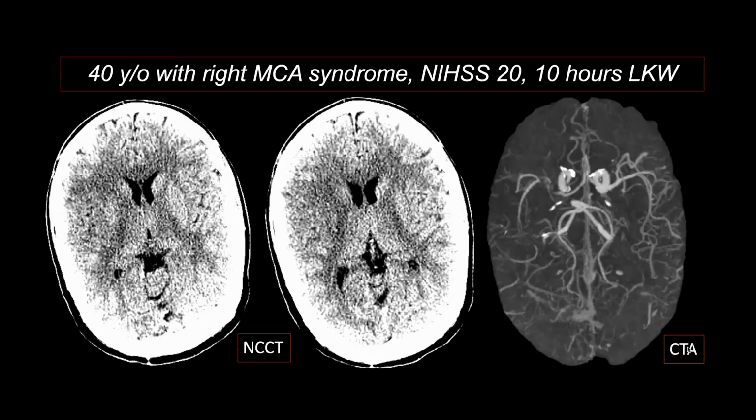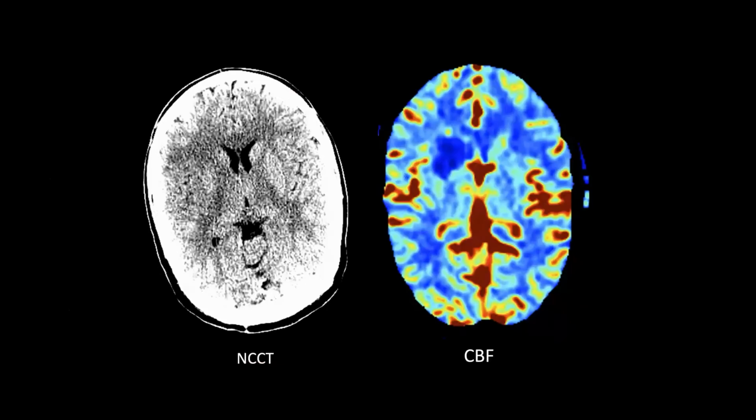40-year-old, right MCA syndrome, NIH stroke scale was 20, came to the hospital 10 hours last known well. If I look at my non-contrast CT, on the right side I see asymmetric hypodensity, a little bit of hypodensity over here, the basal ganglia, the insular cortex, the caudate. So I know that there are early ischemic changes in this non-contrast CT. If I look at my CTA, there is a right MCA occlusion. The CTP was completely normal. The summary map showed no core, no penumbra.